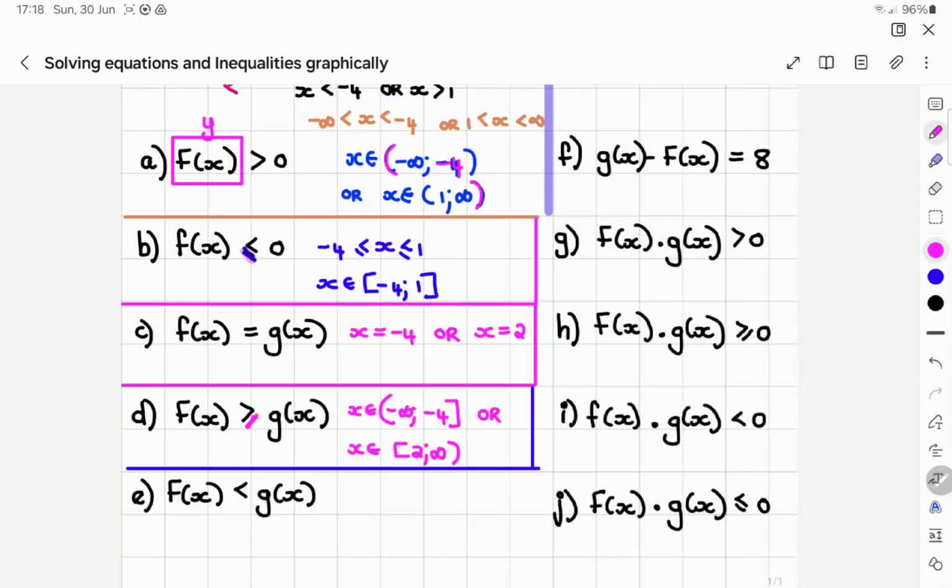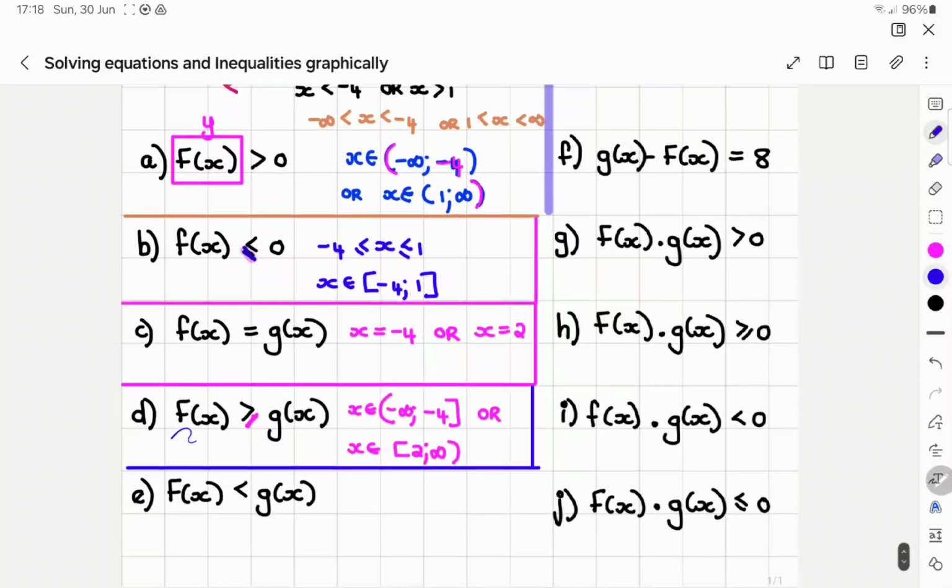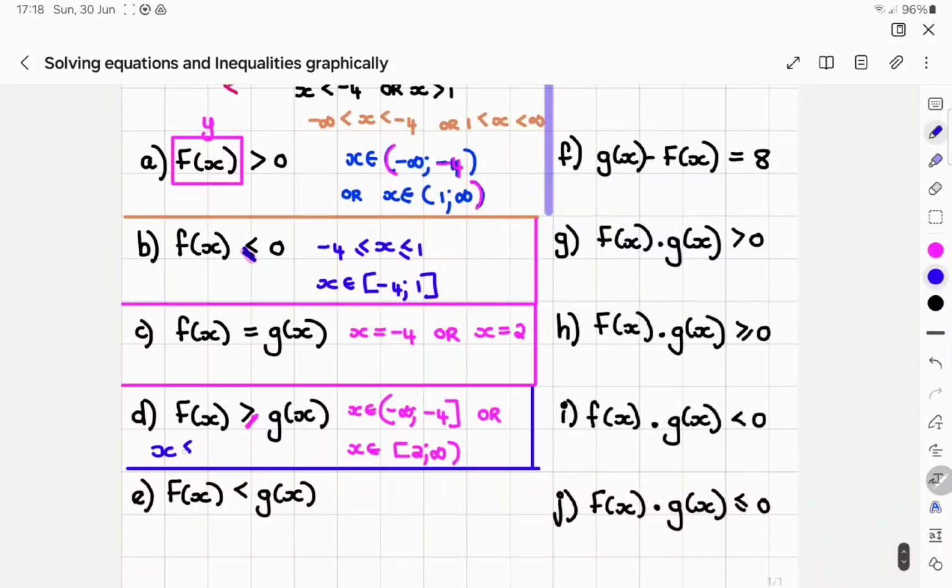So for D, x goes all the way from negative infinity up to negative 4, or x ranges from 2 to infinity. Another way you could have written it is you could have said x is smaller than or equal to negative 4, or x is bigger than or equal to 2.